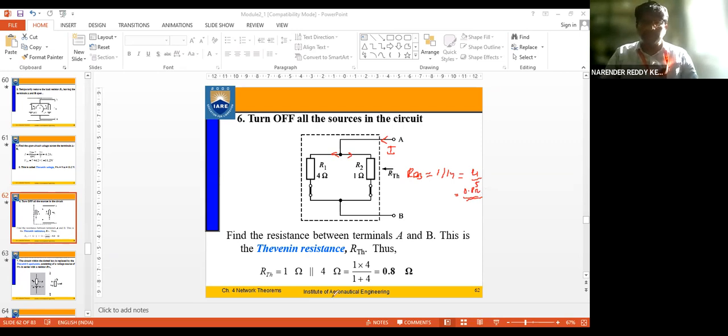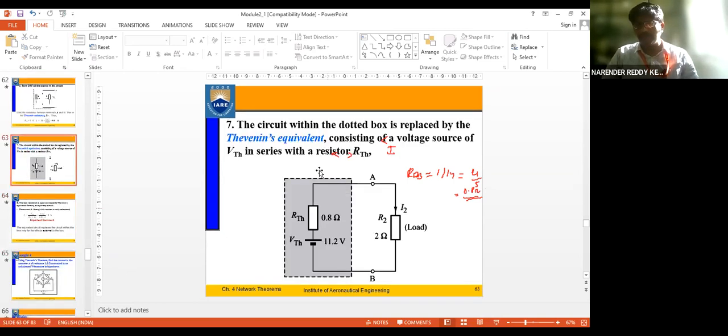After getting the value of VTH and RTH, what is the next thing we have to do? Draw the equivalent circuit, Thevenin's equivalent circuit, like this. The circuit with dotted lines is replaced by Thevenin's equivalent, having VTH equal to 11.2 volts, and RTH equal to 0.8 ohms connected in series with 2 ohms. This is the resistor which we removed in the first case, right?